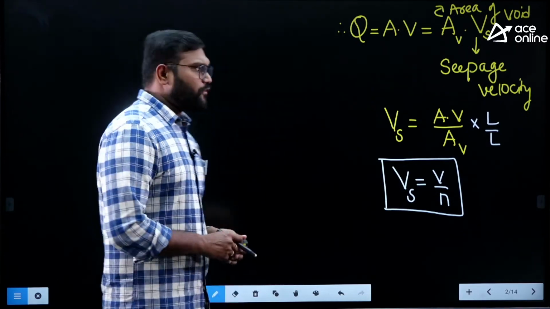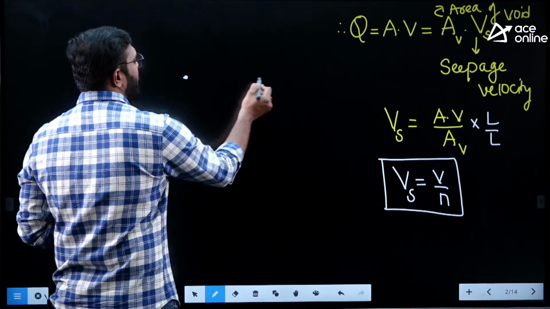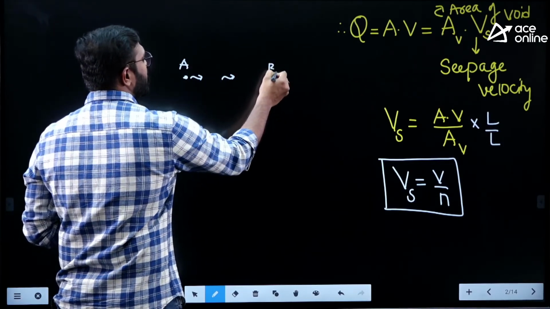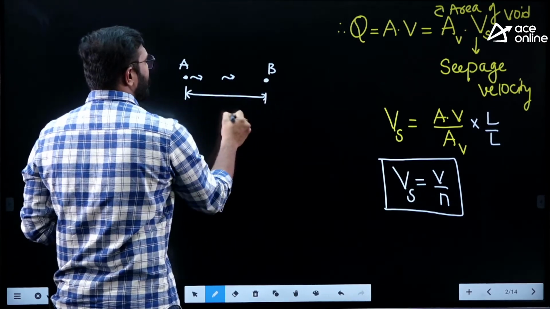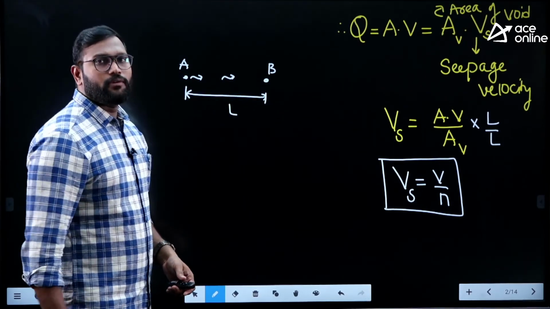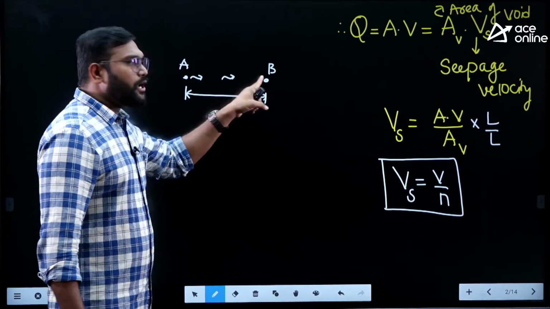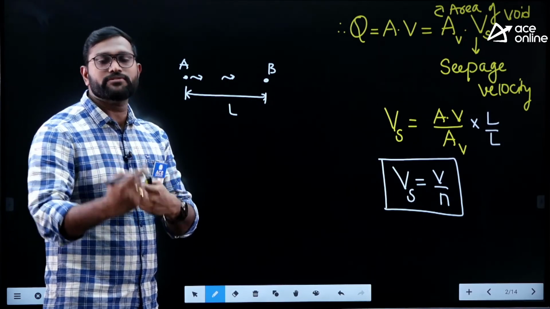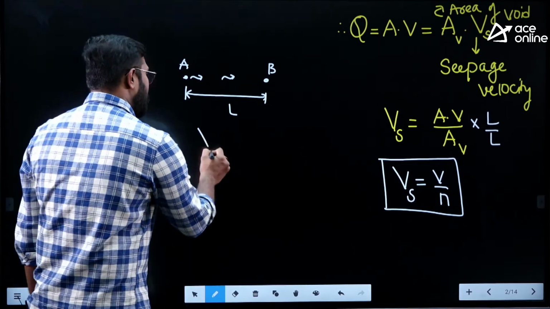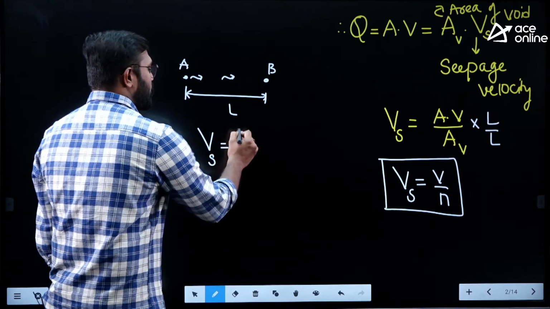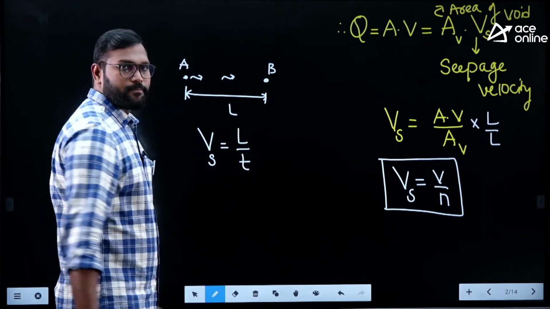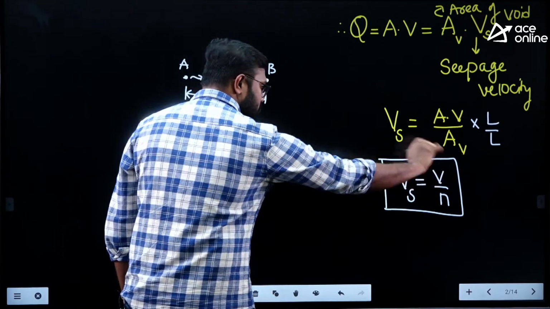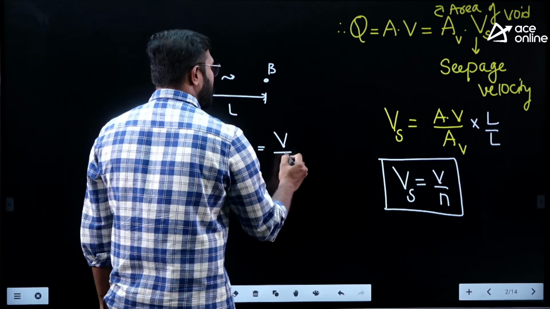But if they ask about water traveling from one point A to another point B, over a certain length L, what is the time required? When I ask you the time, that is the actual time, so you have to use the actual velocity. There you need to find the seepage velocity. What is seepage velocity? Length by time. But can I find the seepage velocity directly? No. First I'll find the Darcian velocity, then V by n.